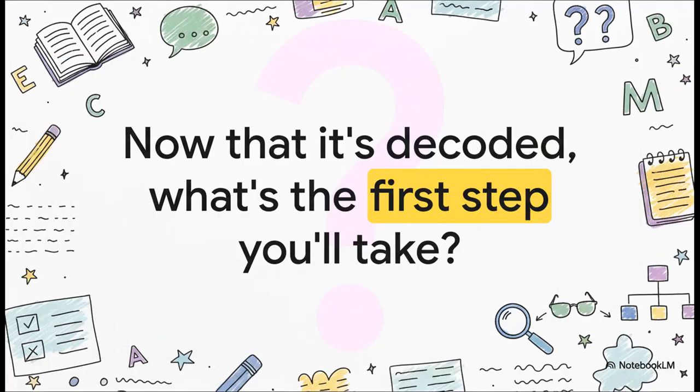You know, we started out looking at this paper like it was some big, intimidating challenge. But now that we've broken it down, you can see it's not some monster you have to be afraid of. It's just a map, and you just have to know how to read it. So I'll leave you with this question. Now that it's decoded, what's the very first step you're going to take?